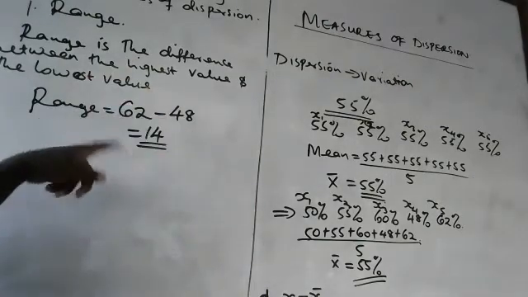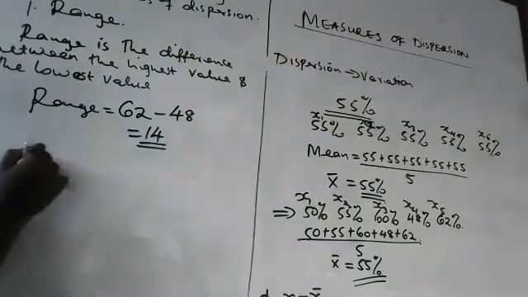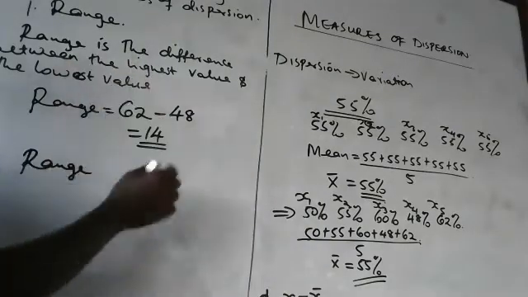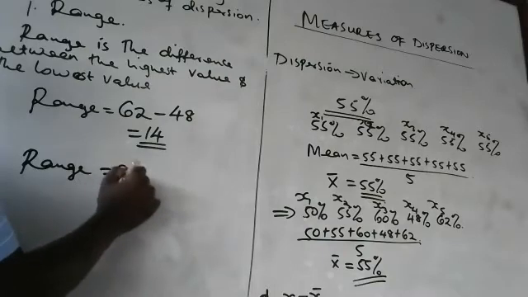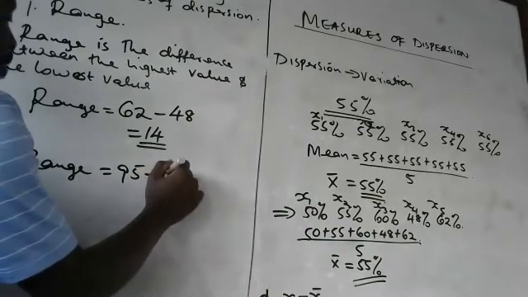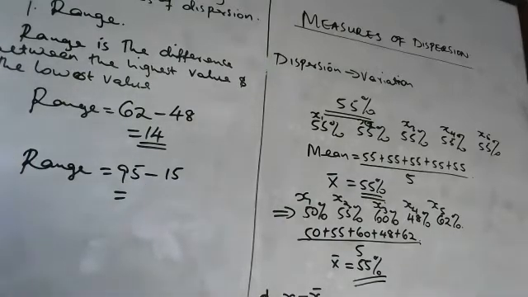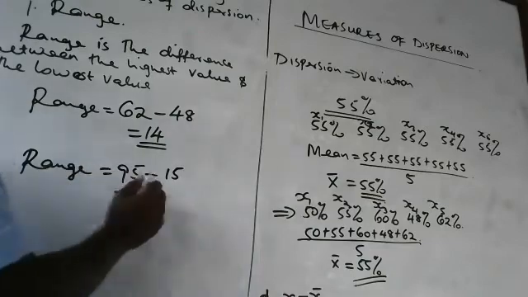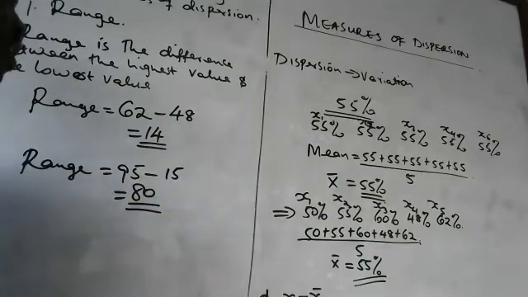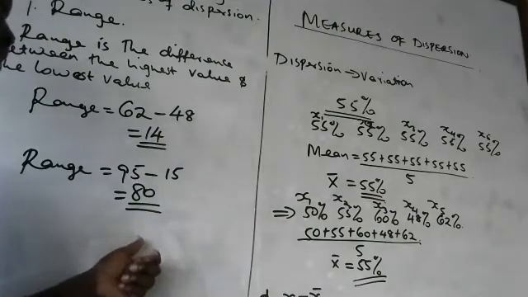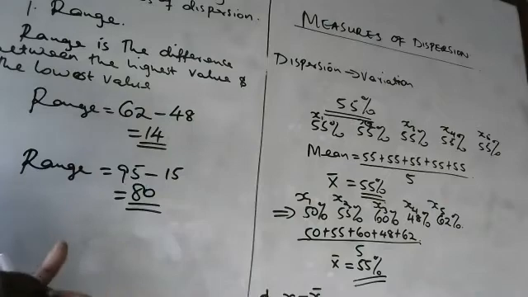For the other data that I've just done here, the highest value was 95 minus the lowest value, which is 15. You realize that the range is very big, to the extent that it is actually 80. The range in this particular case is 80, which is very big, and that's why we say the dispersion is very high, so the mean cannot be considered to be a representative for the entire data.